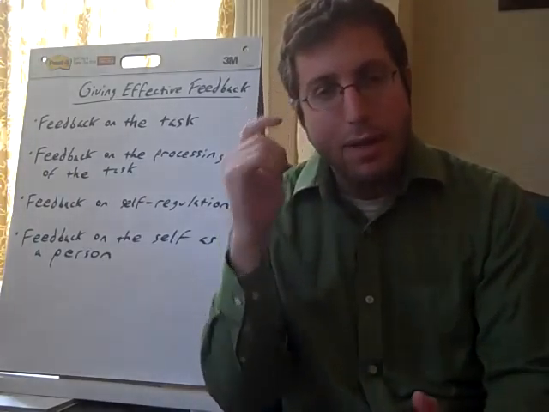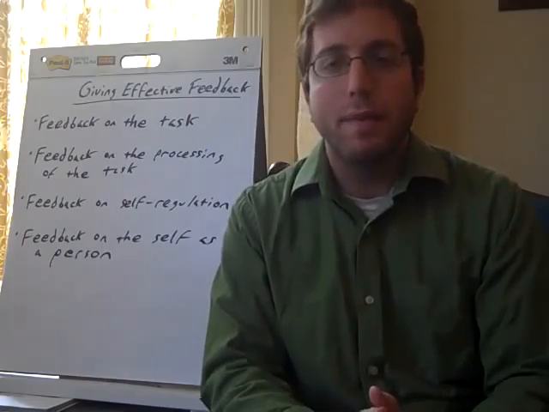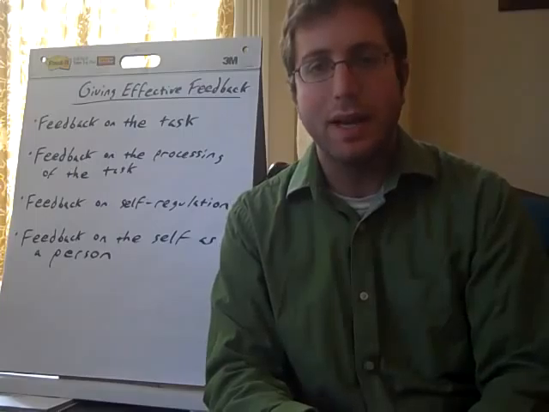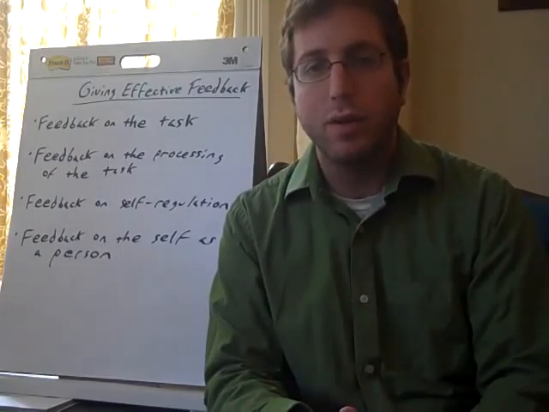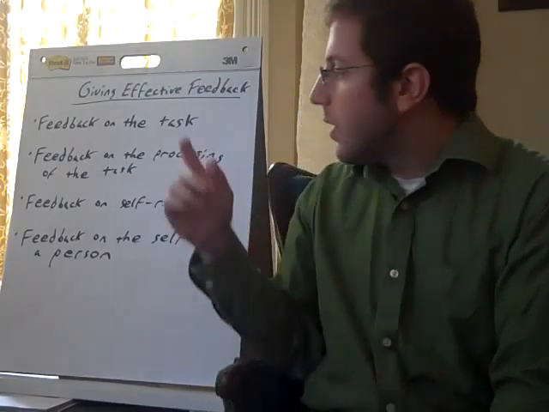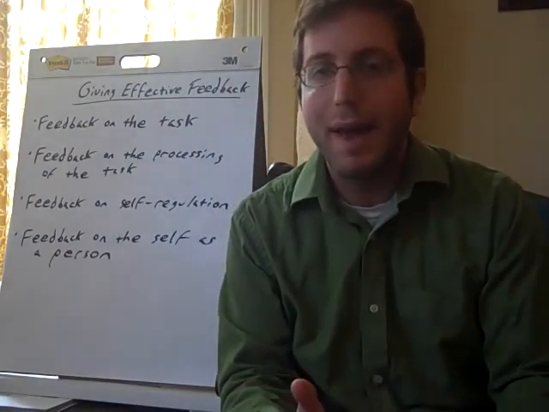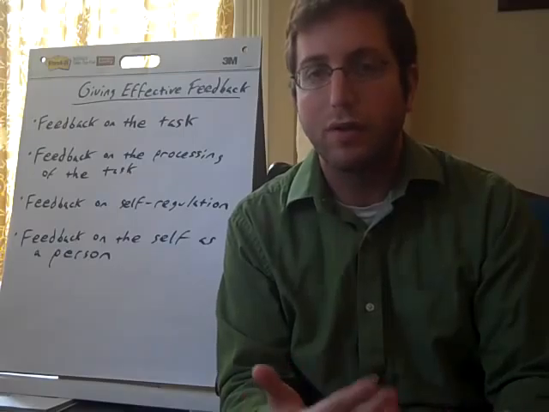And so they talk about that there are 4 main ways to give feedback to students, 3 of which can be very effective, one of which we have to be careful about because it can actually have negative impacts if we do it in a certain way. So the first one is feedback on the task, and this is the most common form of feedback. This is just telling the student whether they're right or they're wrong.